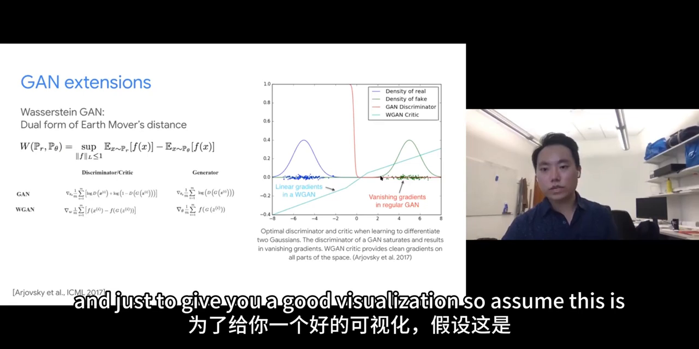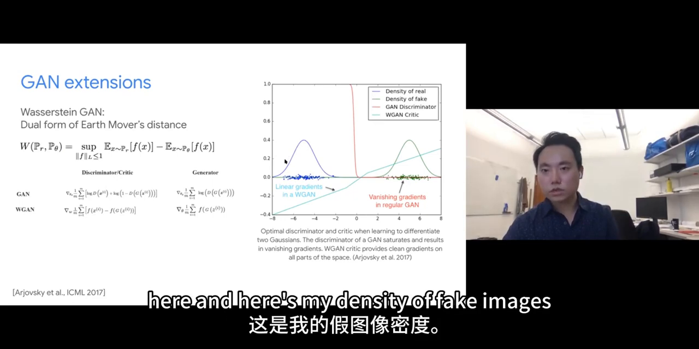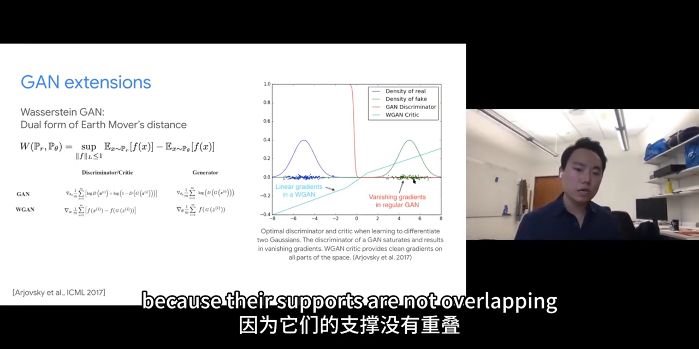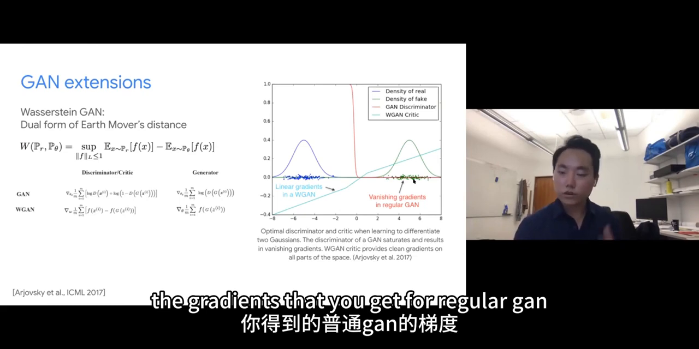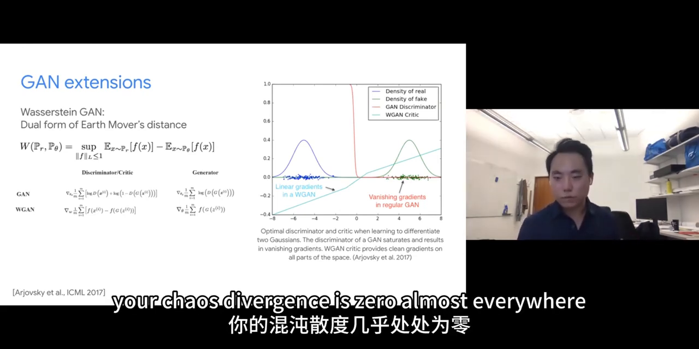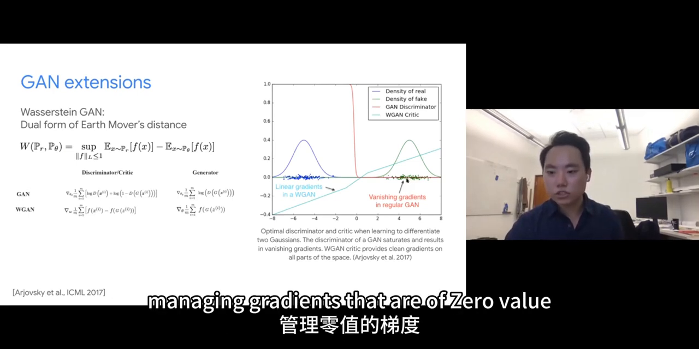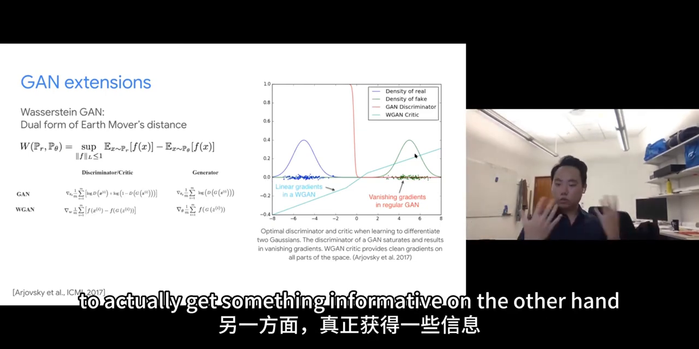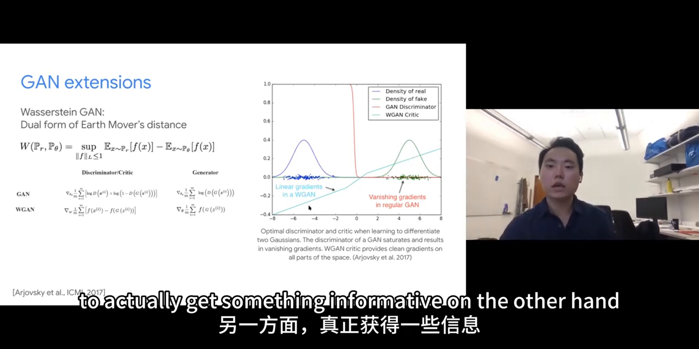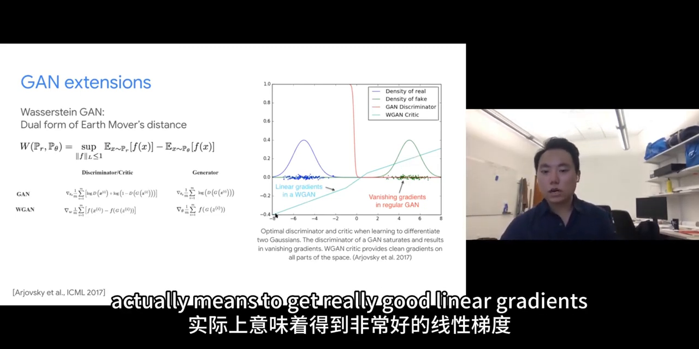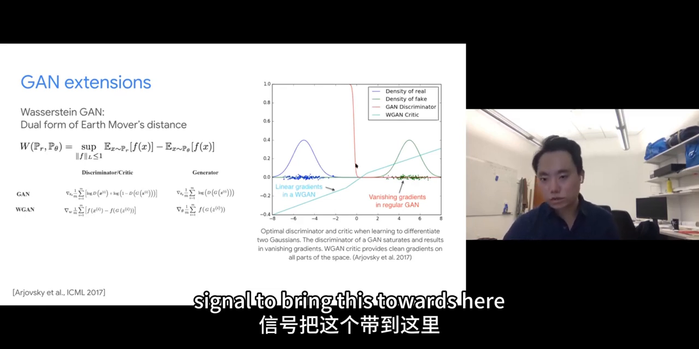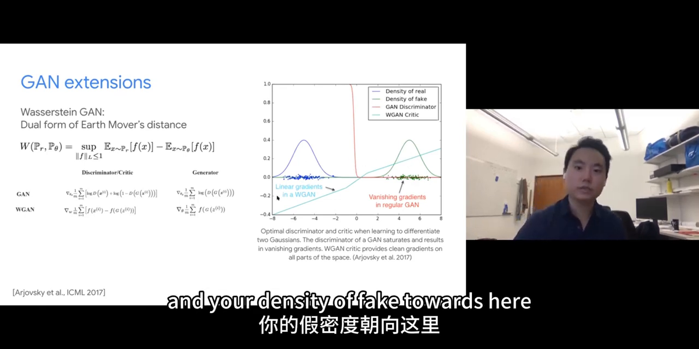And just to get a good visualization, assume this is the density of my real images, a Gaussian here, and here's the density of fake images. Because their supports are not overlapping, the gradients that you get for a regular GAN, where the KL divergence is 0 almost everywhere, are very small, vanishing gradients of 0 value, which cannot push the density of real and fake together to get something informative. On the other hand, Wasserstein GANs actually retain really good linear gradients that give you a good training signal to bring the density of fake towards the density of real.